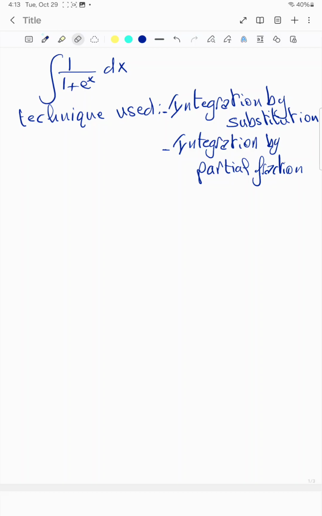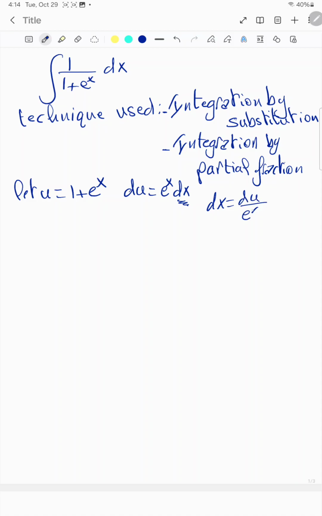So let's start with integration by substitution, by saying let u equal 1 plus e to the power of x. So my du is equal to the derivative of 1, which is 0, plus the derivative of e to the power of x, which is e to the power of x dx. If I want to rewrite this integral using u instead of e to the power of x, I need dx. So my dx is equal to du divided by e to the power of x.